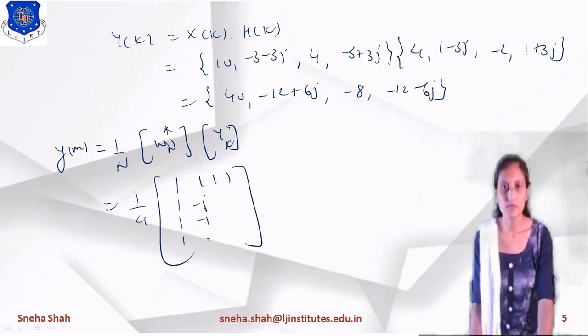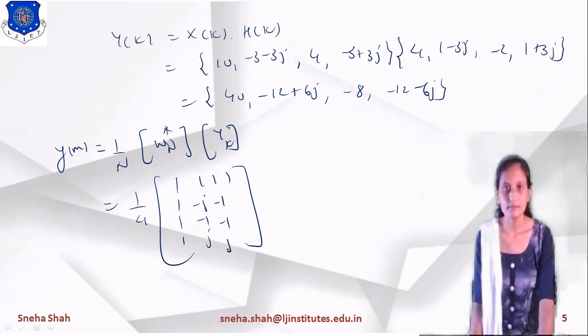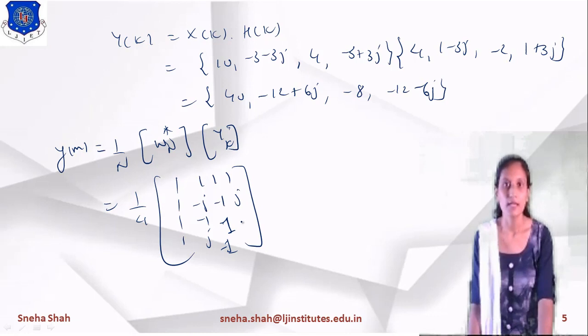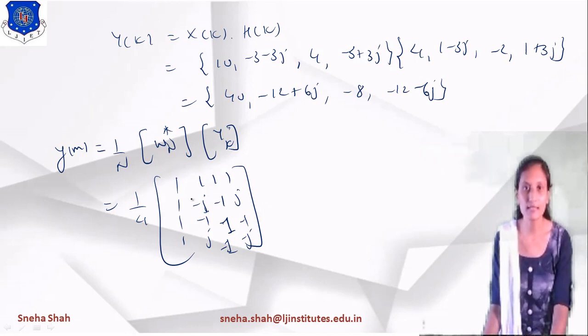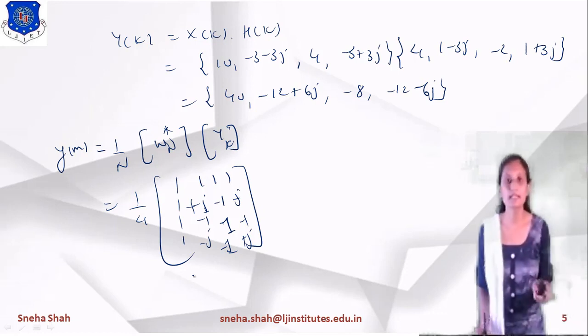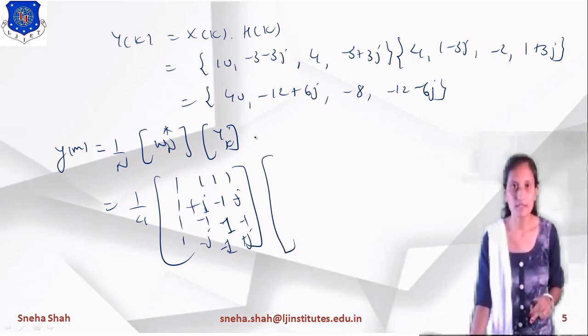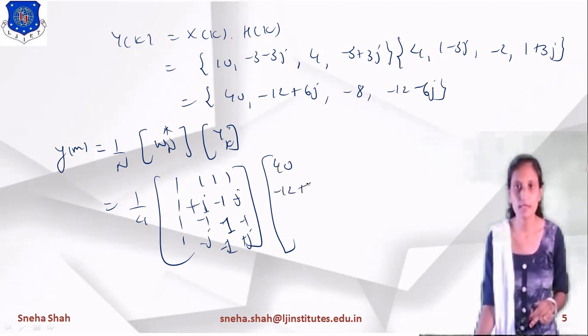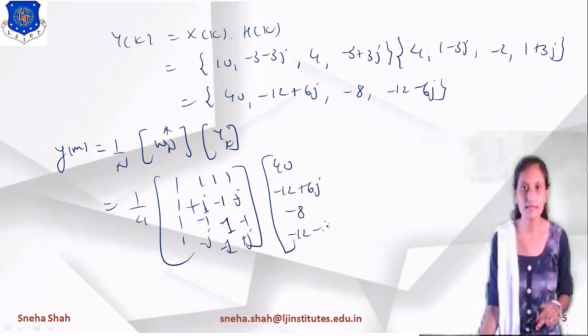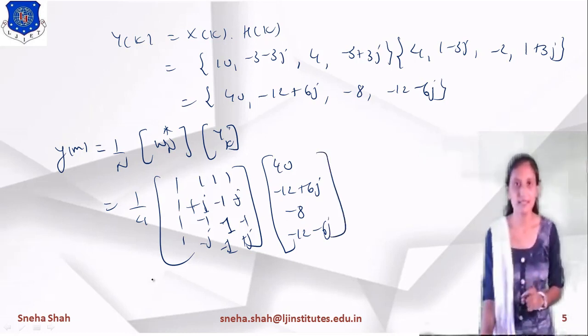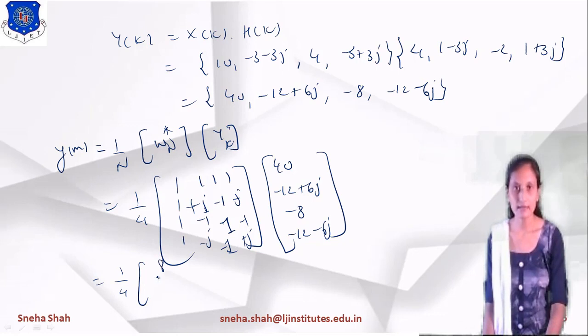So this one is the twiddle factor matrix: 1, minus j, minus 1, j, 1, minus 1, 1, minus 1. Instead of this minus j, we will take plus. This one is minus, this one is plus, and this one is minus. So we will convert it into the conjugate form. It will be multiplied with this y of k, which means 40, minus 12 plus 6j, minus 8, minus 12 minus 6j, right? Now if I am simplifying this, then the answer is 8, 36, 56 and 60.